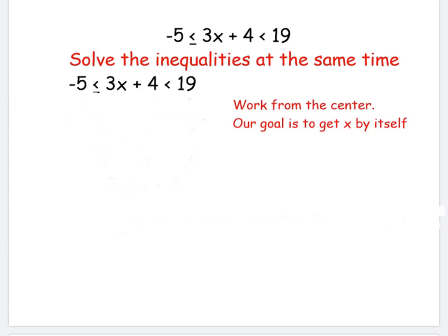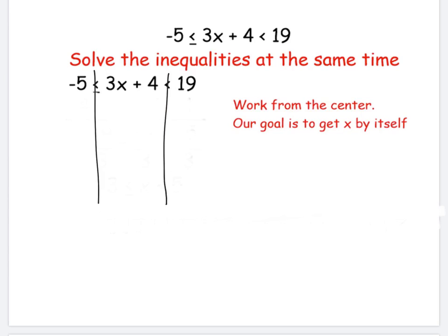So this one is a little bit different. This is an and. So negative 5 is less than or equal to 3x plus 4 is less than 19. In order to solve these, where it's one whole set, you need to start by working from the center and isolating that variable. So if I'm looking at this time, I have 3 sides of my equation. I have this side, and that side. So I have 2 inequality symbols.